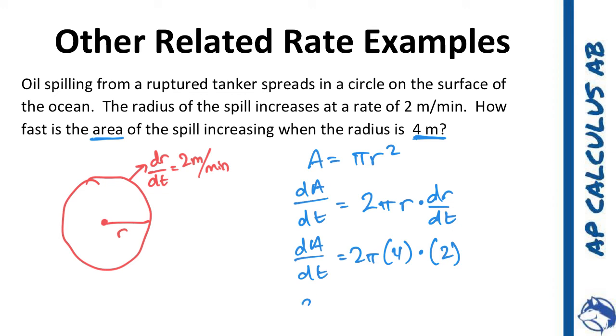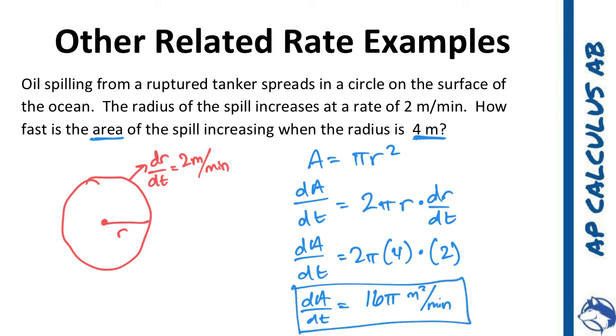So from this, I get dA/dt is equal to 16 pi. And this ends up being, since it's area and we're using meters, it's meters squared per minute. And that's our change in area with respect to time.